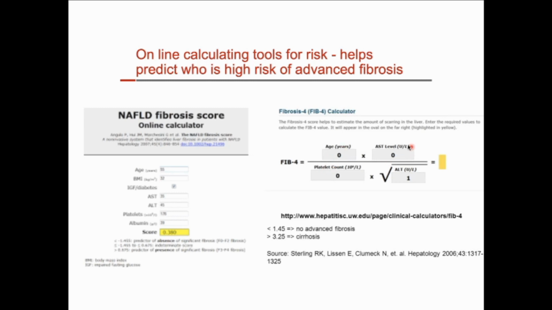So it asks for the age, the AST, the platelet count, and the ALT, whereas the NAFLD fibrosis score uses age, BMI, AST, ALT, platelet count, and albumin. Both of them will spit out a number, and it will tell you if they're low risk of having advanced fibrosis or high risk of having advanced fibrosis, and recommend either referral or more investigations to perform. So I use these if I don't have a good correlate with my liver scan or with ultrasound, platelet count, or other surrogate markers of advanced fibrosis that I do in my office.